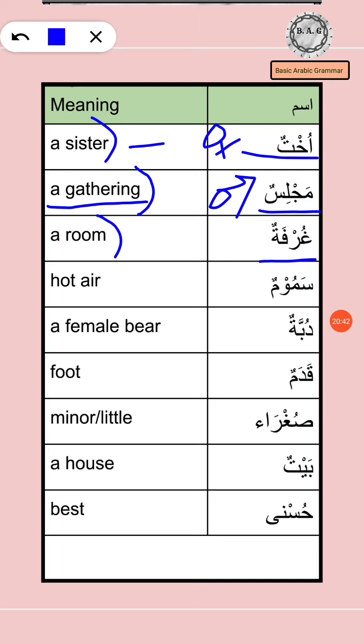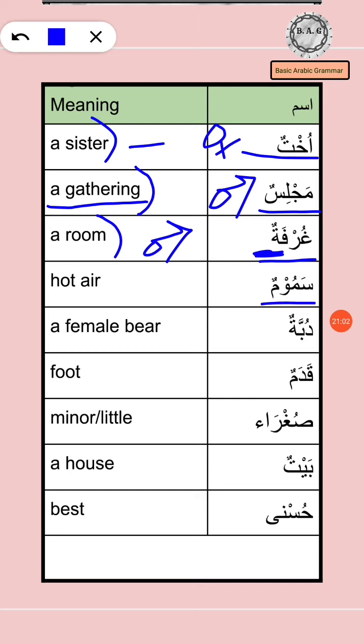Now, the first category has been ruled out. It's not an actual female. The second category: does it have one of the three flags? Yes, it does. It has the ta marbuta. Therefore, we know it's a feminine thing. Okay, so it's a feminine ism, ghurfatun.